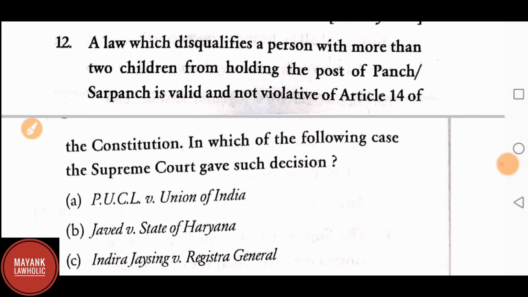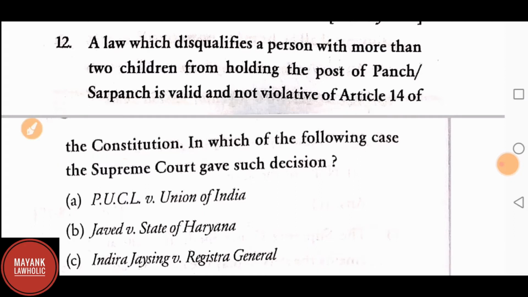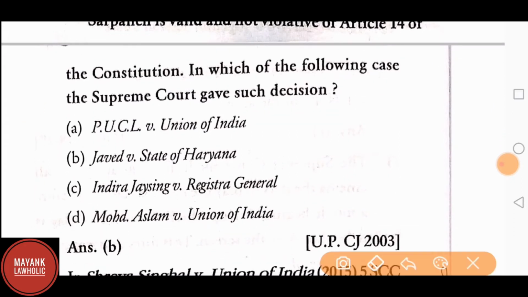Question number 12. A law which disqualifies a person with more than 2 children from holding the post of Panch or Sarpanch is valid and not violative of Article 14 of Constitution. In which of the following cases the Supreme Court gave such a decision? A. PUCL versus Union of India, B. Javed versus State of Haryana, C. Indira Jaising versus Registrar General, and D. Muhammad Aslam versus Union of India. The answer is B. Javed versus State of Haryana.